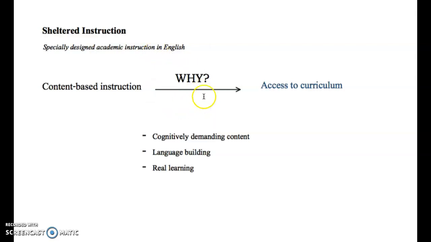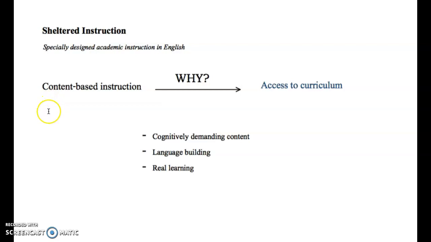So why is this important? And to me, it's because it provides that access to curriculum. By using sheltered instruction, we are able to provide the students with cognitively demanding content, encourage language building, and real learning. So it's not simply, okay, I'm going to try to get you to become proficient in English, so let's go over really basic information. And meanwhile, you're going to fall behind academically because you don't have access to curriculum.